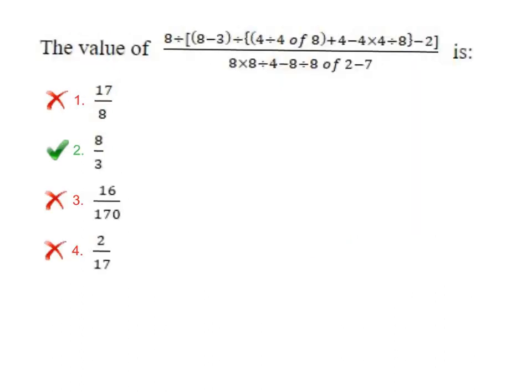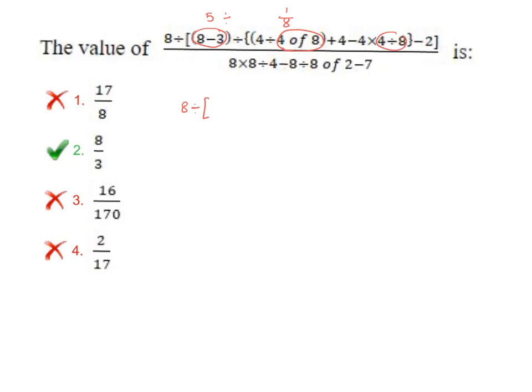So the value of this expression he is asking you. First, we'll solve the numerator. We have to follow the brackets accordingly, and we know how to use them. First, we have to follow the order of BODMAS. First brackets, then after of order, then after division, multiplication, addition and subtraction. So 8 divided by, in this bracket you have 5 divided by, first solve this, this is 32. 4 divided by 32 is 1 by 8.